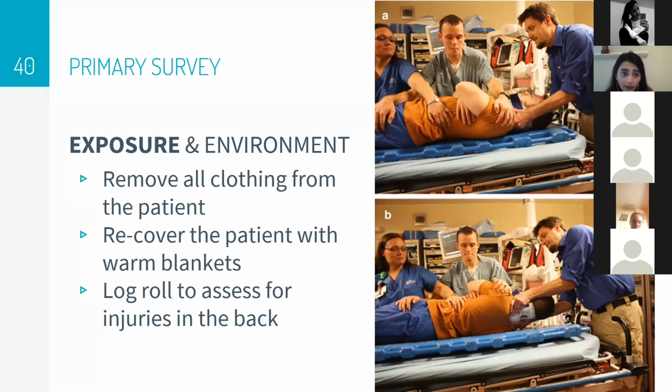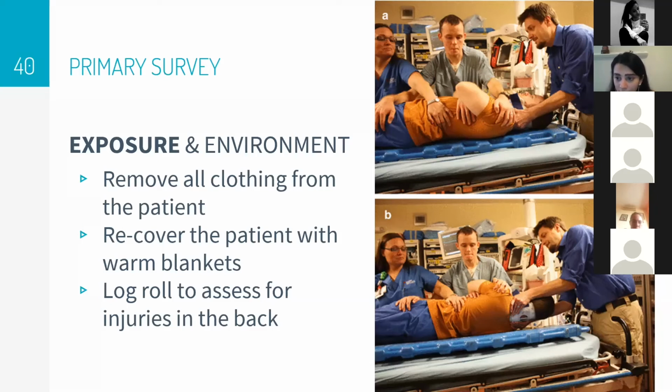Jewelry creates artifacts in any imaging you do, and you also never know when a finger is going to swell up or some part of the body is going to swell up, and the jewelry can get stuck, and it might not be safe to remove the jewelry later. You also want to cover the patient with warm blankets. After you've exposed them, it's very easy for patients in the trauma bay to become hypothermic if they're completely exposed, especially if they're exsanguinating somewhere. So most trauma surgeons actually keep their trauma bays very, very warm, which is uncomfortable for all of us in all our PPE, but it's the best thing for the patient.